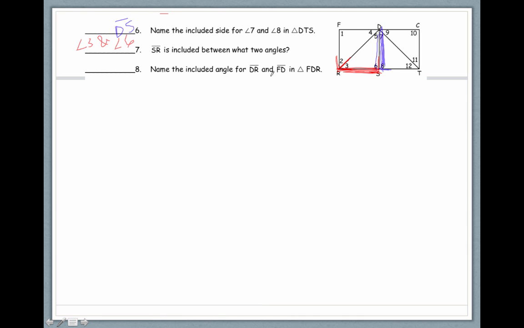The included angle for DR and FD, so FD and DR, the included angle there is 4. So included just kind of means the thing sandwiched between.